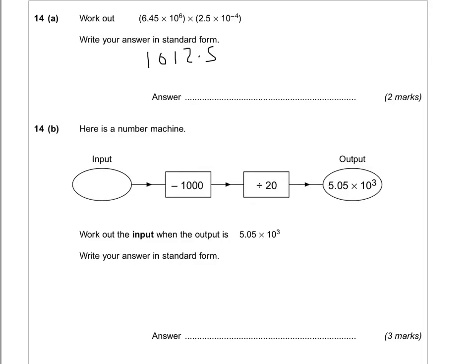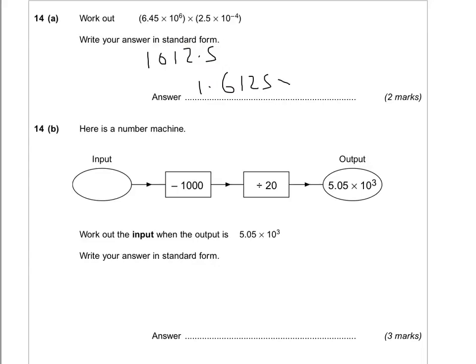It won't necessarily give an answer out in standard form. However, the question does want my answer in standard form, so I need to translate this answer into standard form. Standard form requires this number to be between 1 and 10. So I'm going to write 1.6125. Okay, that's the same digits as this number here. It's just a lot smaller. I've made it smaller than it was.